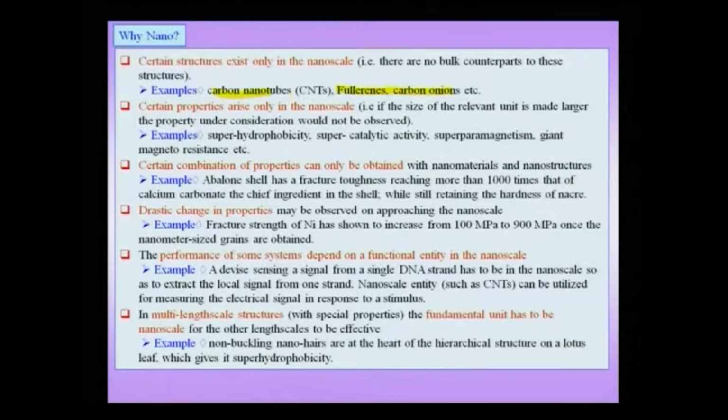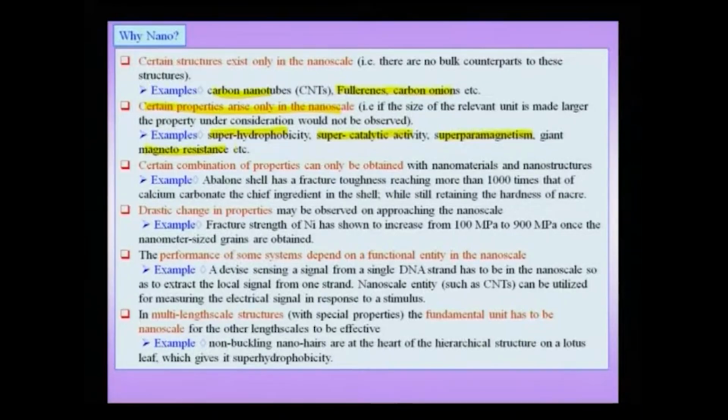So, clearly there is a very strong impetus to go to the nanoscale. Certain properties arise only in the nanoscale. Again, that implies that there are no bulk counterparts to these properties. We have already talked about a few of these, for instance super hydrophobicity, super catalytic activity, super paramagnetism, giant magnetoresistance, etc. And we have noticed that there is no bulk counterpart to these properties, and this implies that we have to go to the nanoscale to exploit and bring out these properties.